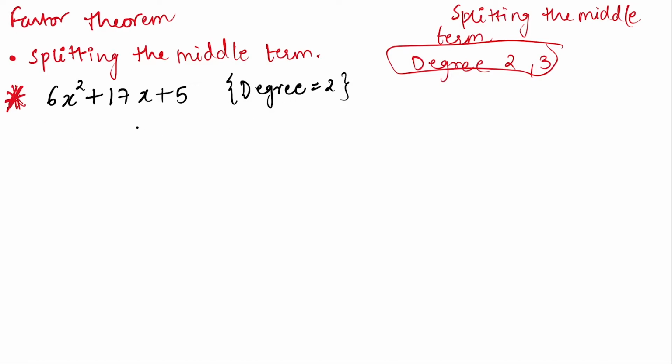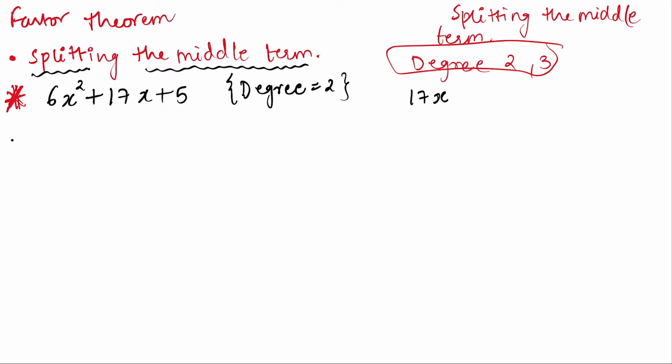Now, if we begin to factorize it, how are we going to do this? In this method, we are going to focus on the middle term. Here, the middle term is 17x because, as the name suggests, it is all about the middle term. And what we are going to do is split the middle term. We are going to divide it into two parts. They may or may not be equal, but we are going to split it.